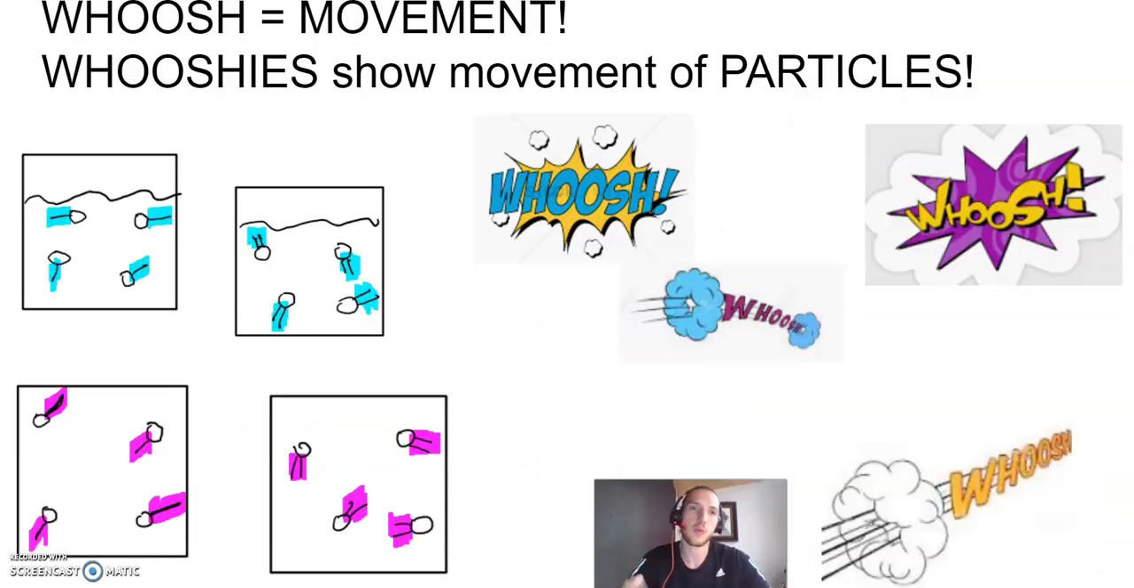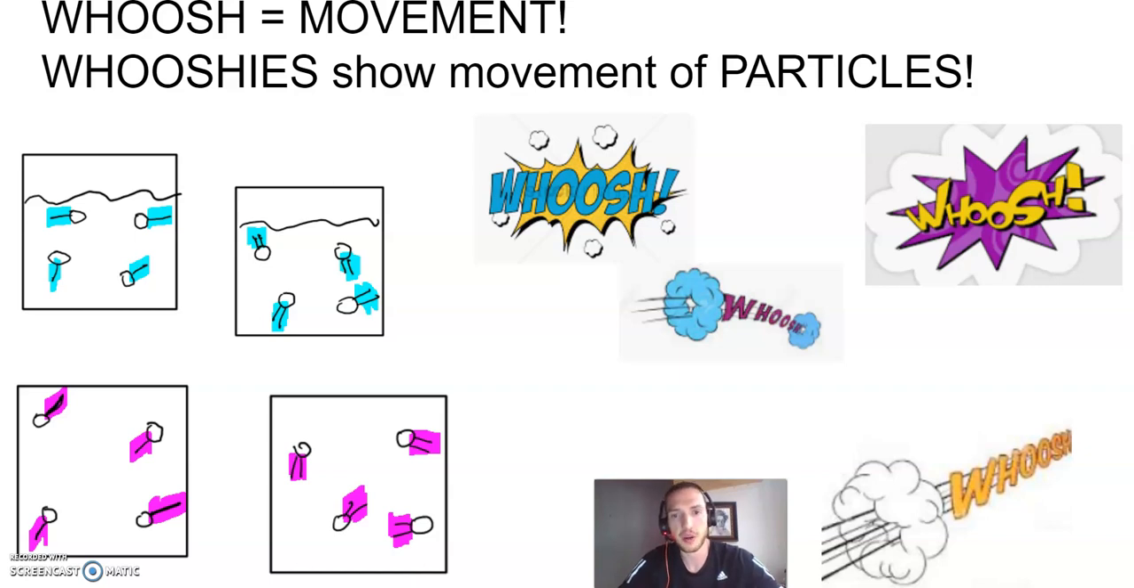All right, so we know that whoosh means movement, and what we're going to start to do is use something called whooshies to show movement of particles. Take a look at the left side of your screen with the particle pictures of the liquid. The particles have a kind of tail behind them. I highlighted them in blue. On the left side, you have particles with one whooshy, and we're going to call that tail a whooshy.